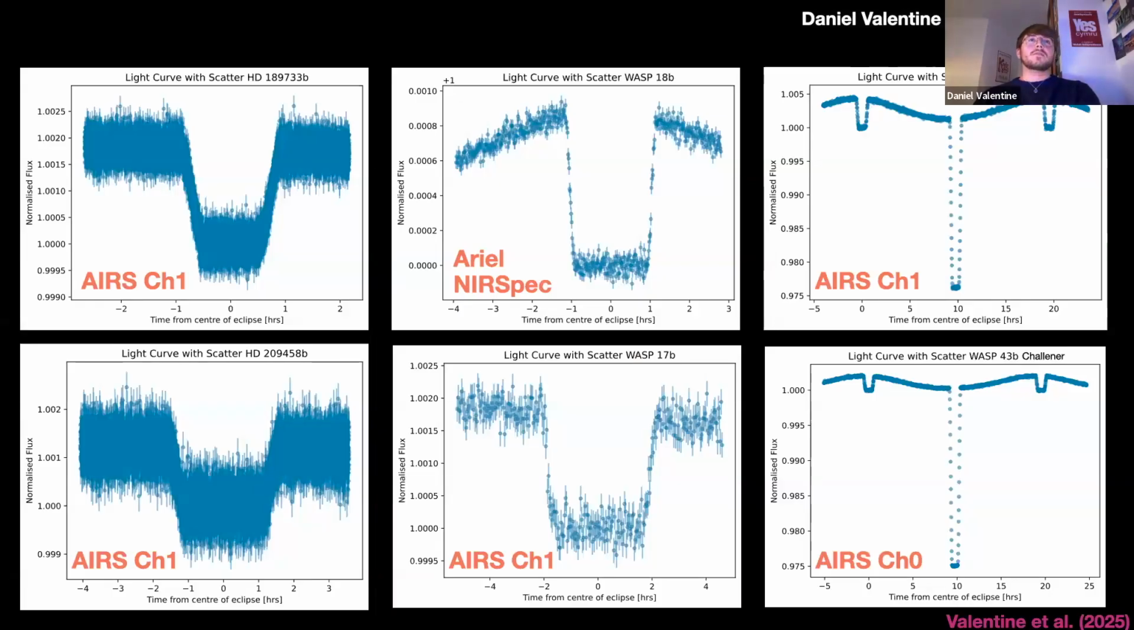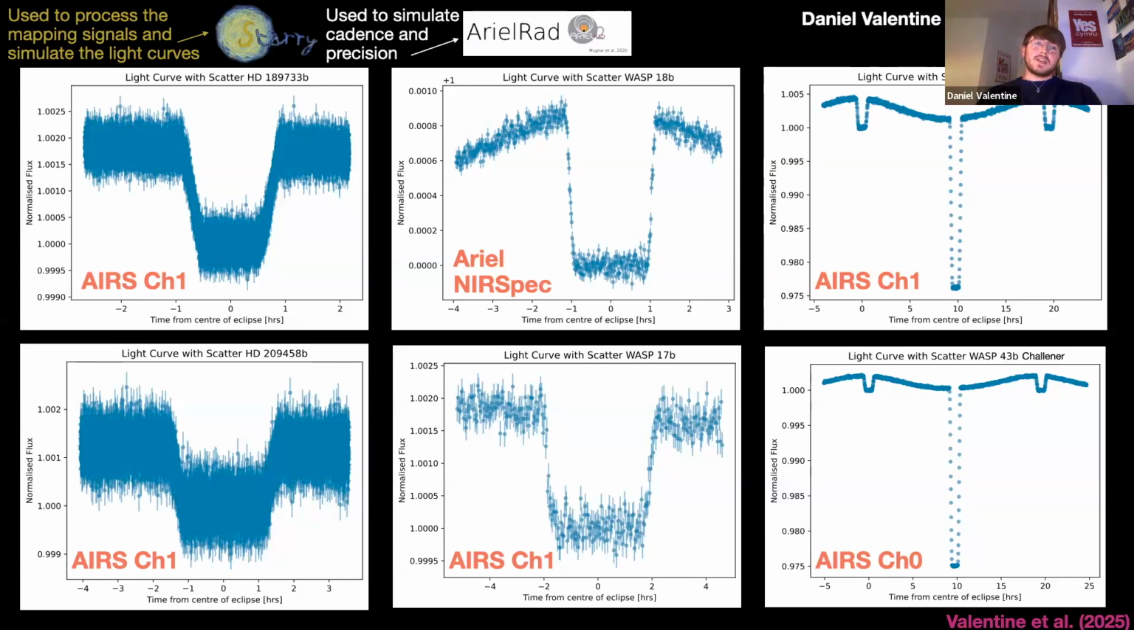Yeah, sure. I think I have a backup slide for this. Essentially what we do is we take the JWST eclipse maps and then we use the Starry software in order to simulate the Ariel maps and inject that mapping signal into the light curves. And then when we're actually doing the light curves, we're simulating the cadence and precision of our observations using the ArielRad tool. So that's essentially the Ariel version of PandExo. So it does a full noise model simulation of a true Ariel observation. So that's how we go about creating our simulations.